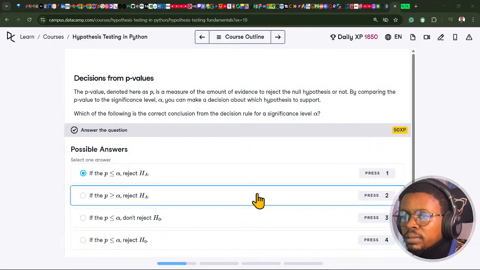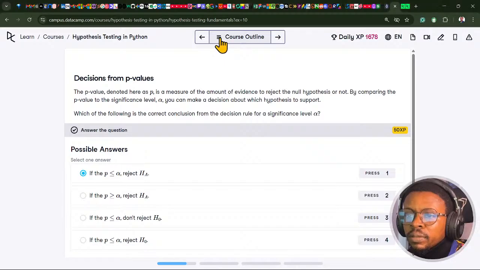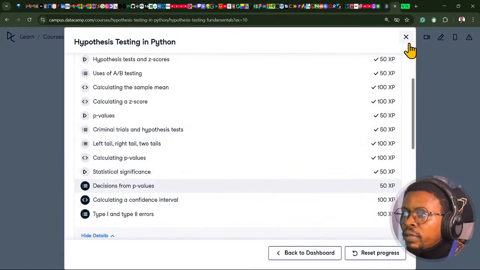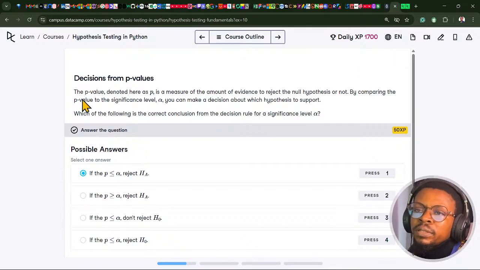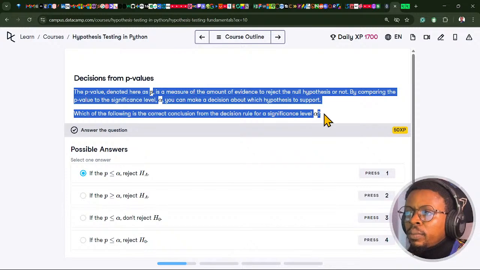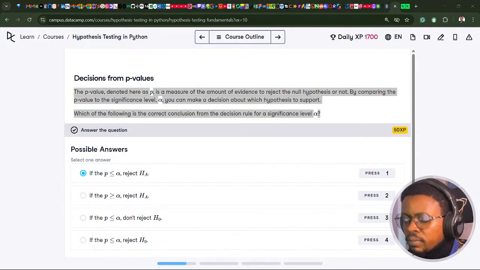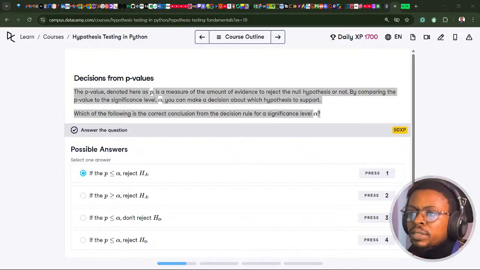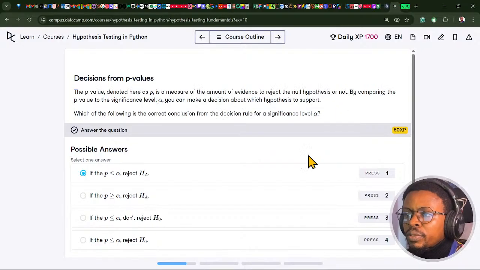Okay, so let's calculate some p-values further, and calculate the confidence interval level. The p-value is a measure of the amount of evidence to reject the null hypothesis or not. By comparing the p-value to the significance level, you can make a decision about which hypothesis to support.